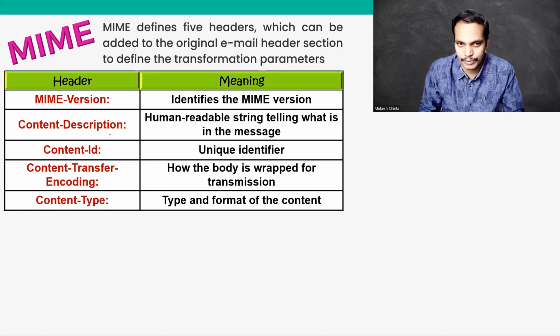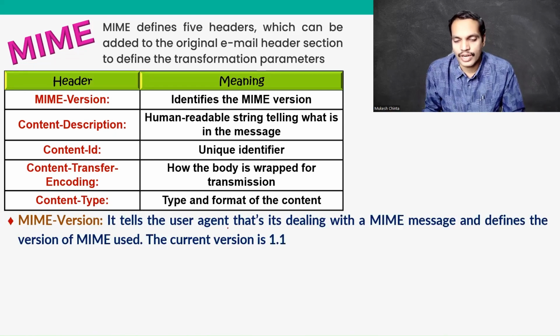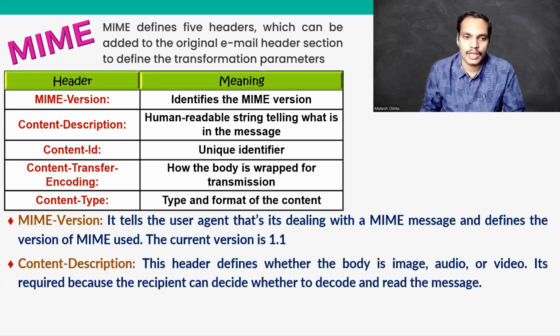Next comes the content description. The MIME version tells the user agent that it's dealing with a MIME message and defines the version used. The current version is 1.1. The next one is the content description. Of course, as the name says, description gives you more information. This header defines whether the body is image, audio, or video. It is nothing but the description of the content of the email, a human readable string telling what the message consists of. It might be image, audio, or video. This is required so that the recipient can decide whether to decode and read the message.